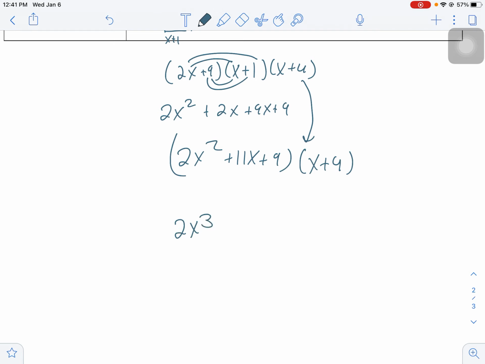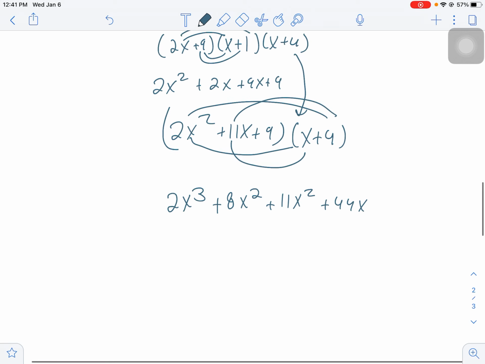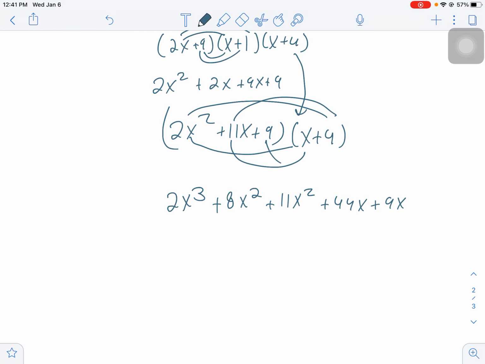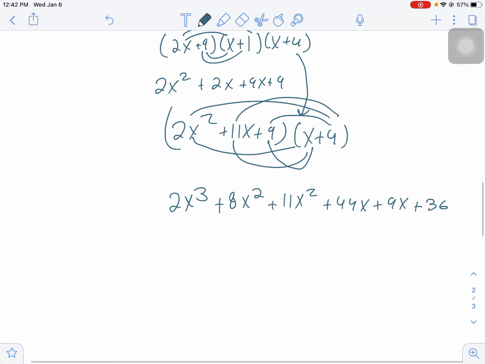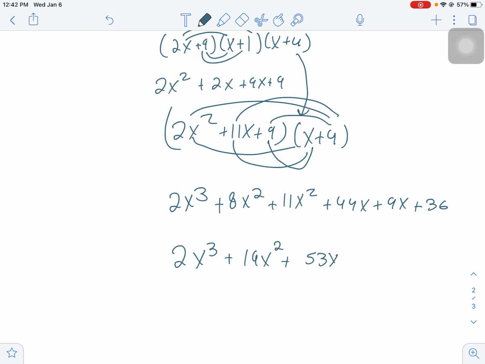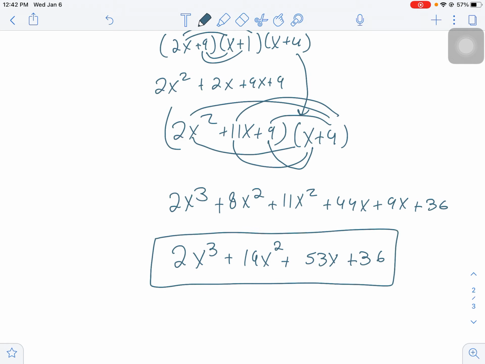So that's going to give us 2x cubed plus 8x squared when we go here and here, plus 11x squared plus 44x when we go here and there, plus 9x when you go there, plus 36 when you go 9 times 4 there. So our final answer would be 2x cubed plus 19x squared, sorry, plus 53x plus 36. And there's your final answer.